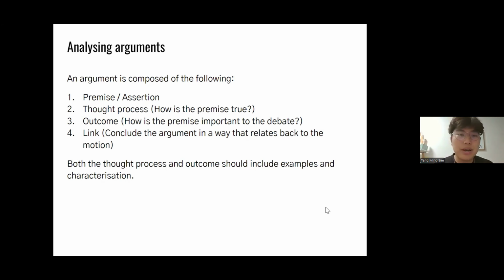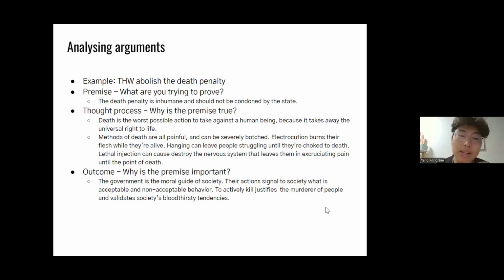Okay, let's just do an example. On the motion, this house would abolish the death penalty, we have three things that we need to do right now. The first is the premise, the second is the thought process, and the last is the outcome. Here's a very basic level of how we build an argument. Obviously, you should add more in your arguments if you have more, and just make sure that you can fit it into 8 minutes.